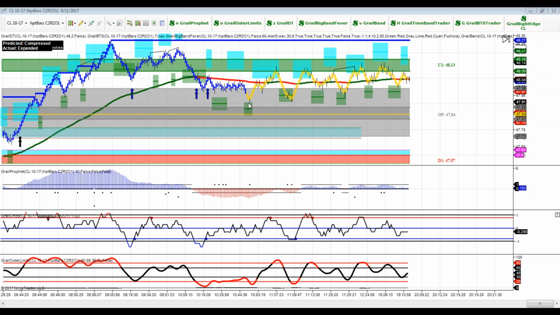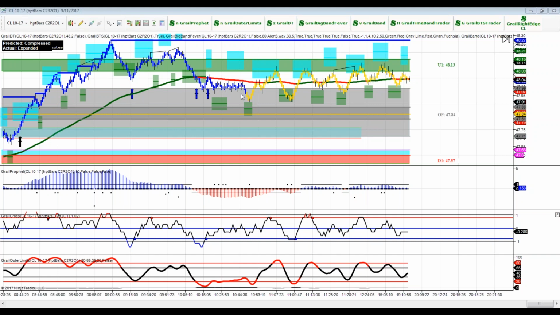We came down into the right edge box. That was your entry. Notice we came up, hit the target box, pulled back down into the right edge box, reversed up. That was your entry. Came down into the right edge box, reversed up. That was your entry. Down into the right edge box, reversed up, entry, entry, and entry. So it's still a good way to trade. You'll get some nice scalps off of this, and then sometimes you'll catch a very big move to the upside when the market takes off.